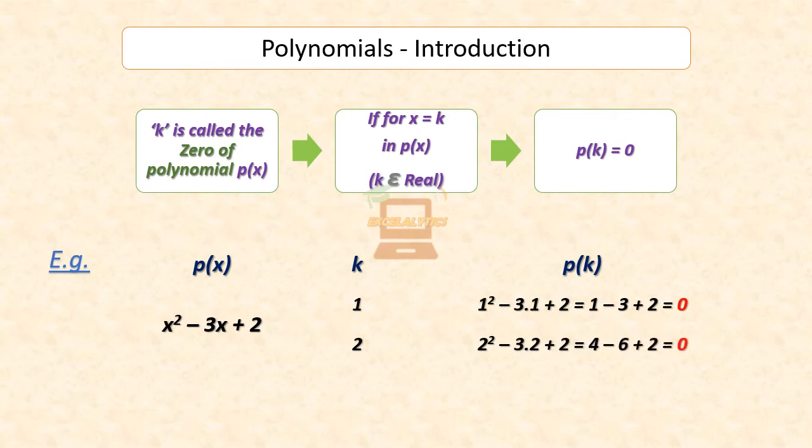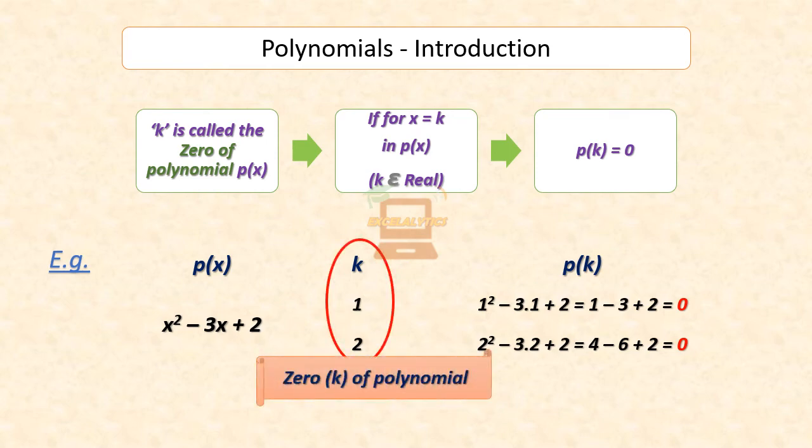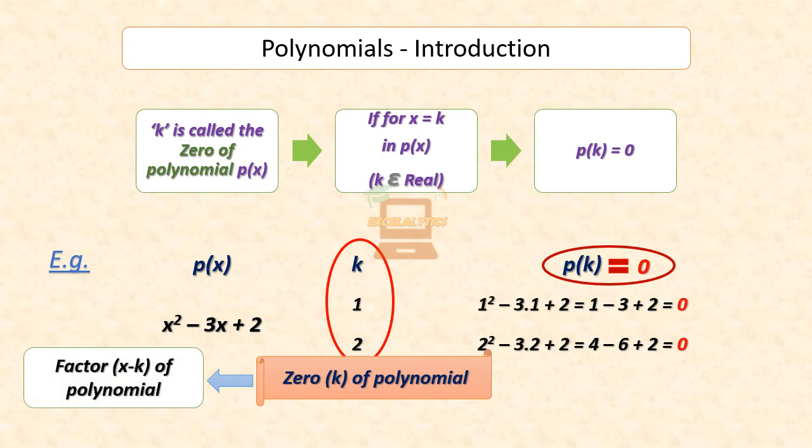So, in this case, k equal to 1 and 2 are zeros of the polynomial p of x as p of k equals 0 for these values of k's. In other words, zero of a polynomial also gives factor of the polynomial.